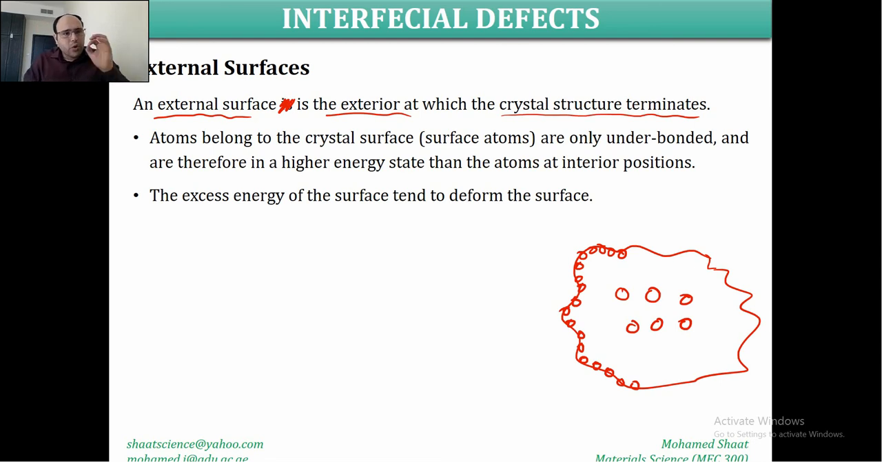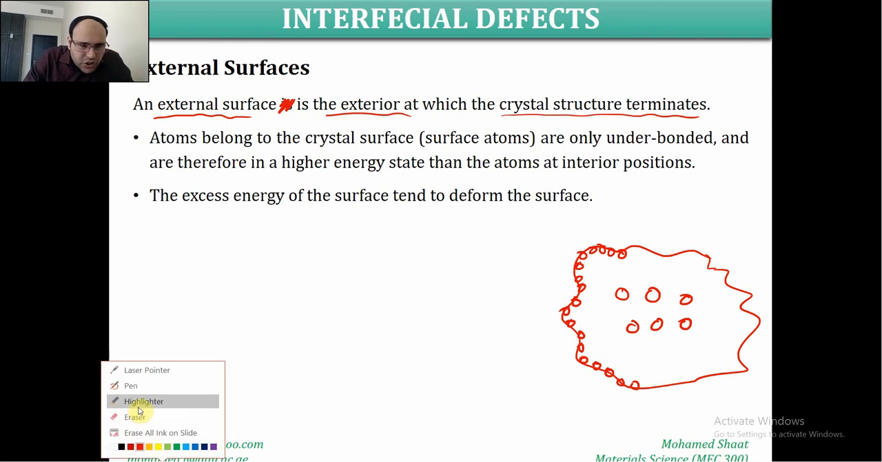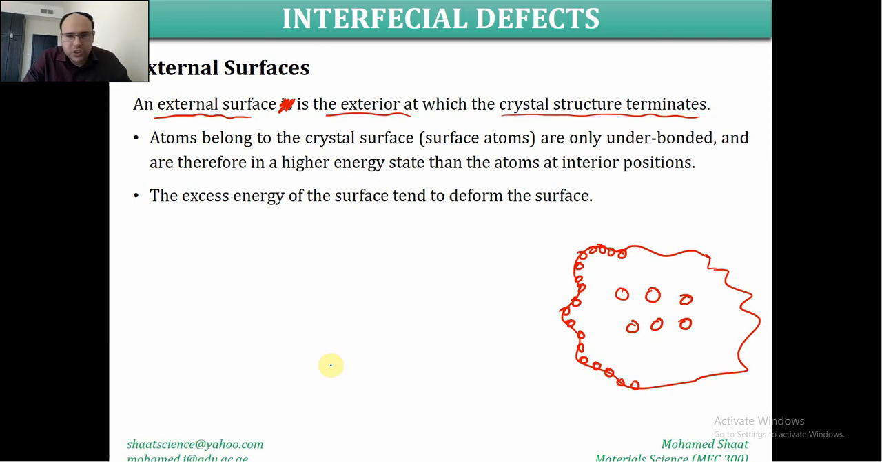Okay? So when we talk about the external surface, it is the exterior. So the external surface will be the exterior of this crystal. Here we are talking about this surface, which is the exterior of the crystal. This external surface is where the crystal terminates, because this is the sign that this is the end of this crystal. Atoms belonging to the crystal surface, which are known as the surface atoms, are underbonded.